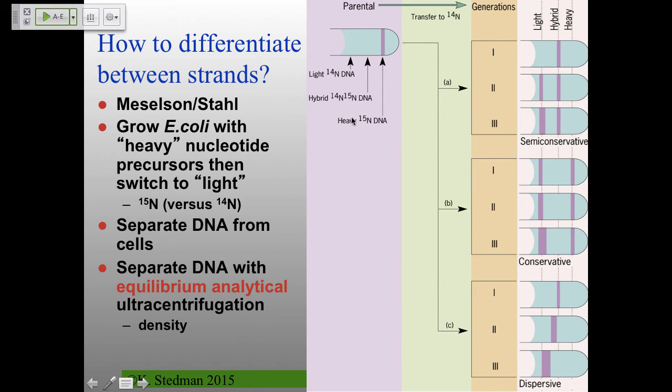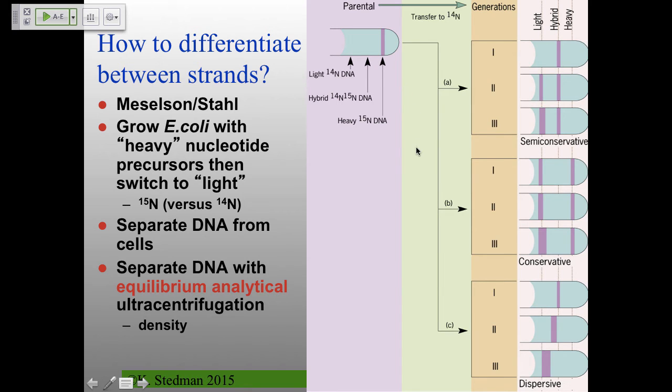Then, after growing it in this light N14, there are really three possibilities that could happen. Remember, there are three models: conservative, semi-conservative, and dispersive in terms of your possible results. So here, and I think this is partly why people called this the most beautiful experiment in biology, you could make really clear predictions of what the results were going to be before you even did the experiment.